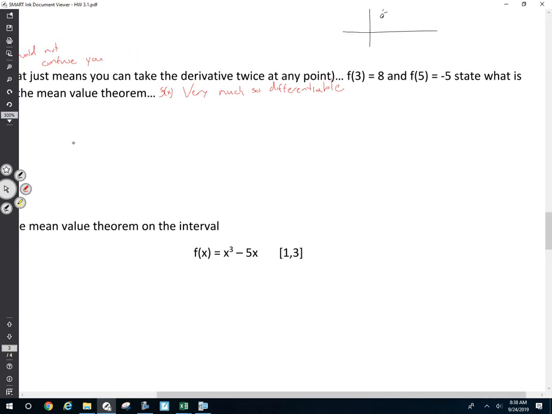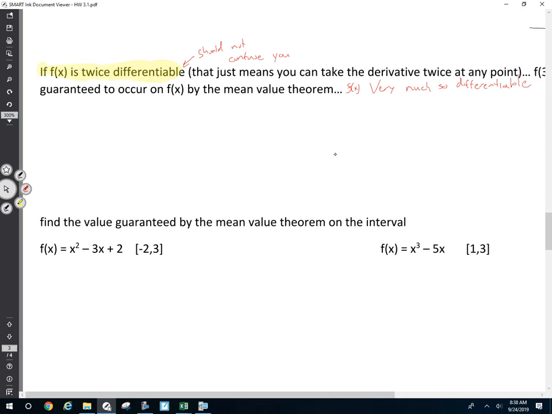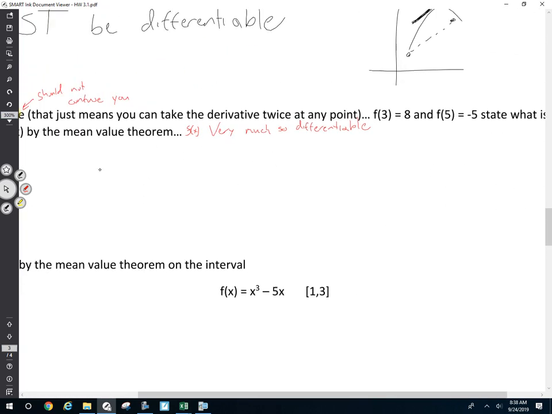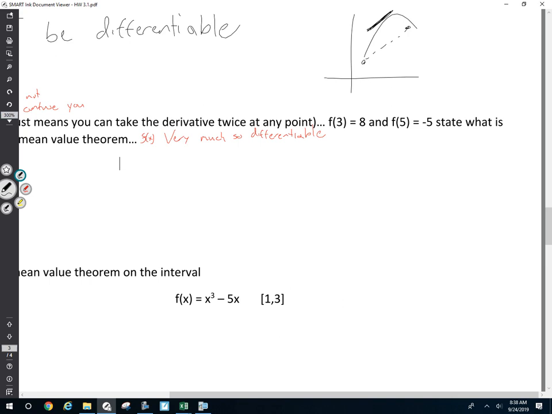We have f of 3 equal to 8, f of 5 equal to negative 5. State what is guaranteed to occur on the function by the mean value theorem. Well, the instantaneous rate of change has to equal the average rate of change. Let's be more specific about the average rate of change we expect to see. I have negative 5 minus 8. I'm going from 8 down to negative 5, so that's a change of negative 13. And then a change of 5 minus 3, which is 2. So I'm going to have some derivative that will equal negative 13 halves, where x is between 3 and 5.